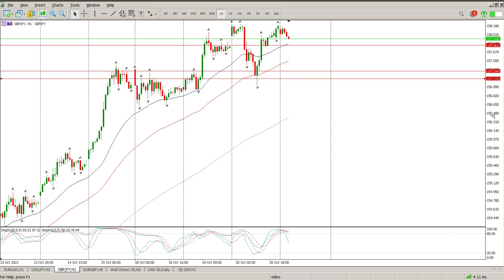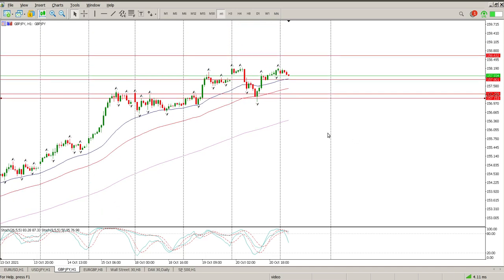So at the moment we're looking for a pullback onto structure again, possibly down to the bottom here, because we haven't really cleared this area there. So it looks like a potential range forming. Oscillators are grouped to the upside, so possibly a deeper pullback, but I would be watching the different areas.